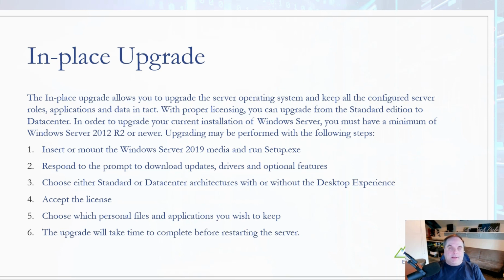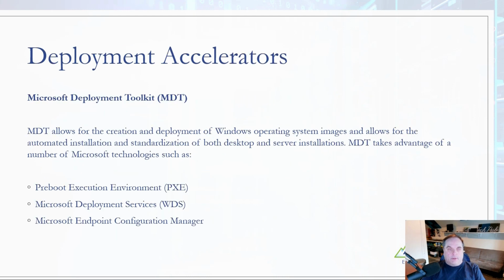So you put that DVD in, you run setup, which automatically boots from the DVD if you're running a brand new clean install, and then you'll respond to the prompt for all these different things, such as downloading updates, which of course is a great idea, drivers, and optional features. Now, the drivers portion, you could also use third-party drivers if you'd like at that point, or you could wait until Windows is booted up and then install the drivers then as well. You'll choose which version of Windows Server you'd like to put in, and then you'll keep on going.